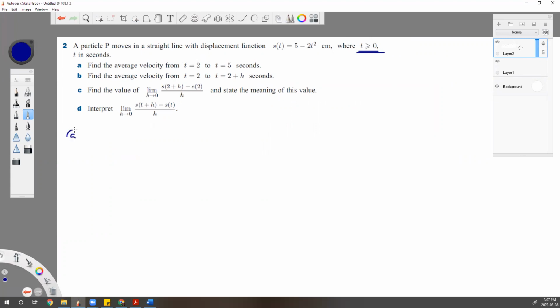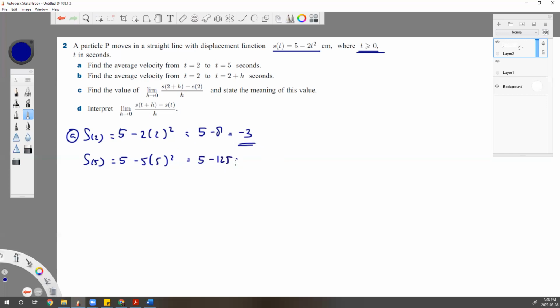So for part A, we have to find s(2) and s(5). s(2) is 5 minus 2 times 2 squared. Just insert it. s(5) is 5 minus 2 times 5 squared. The position can be negative, right? So 5 minus 8 equals negative 3. Negative 3 means it's on the left. And 5 minus 50 is negative 45, which is further to the left.